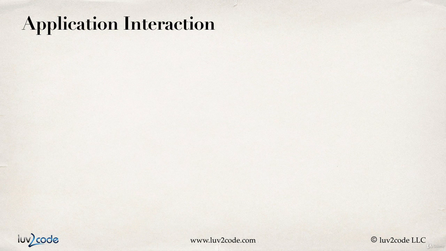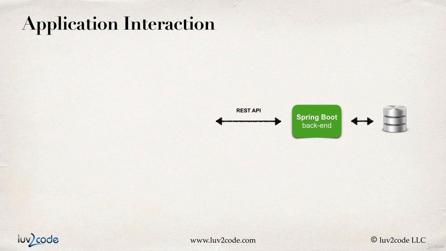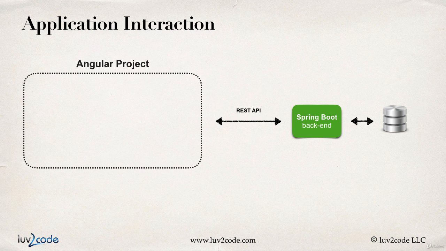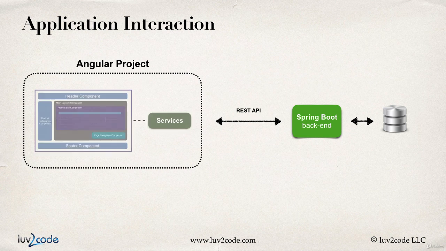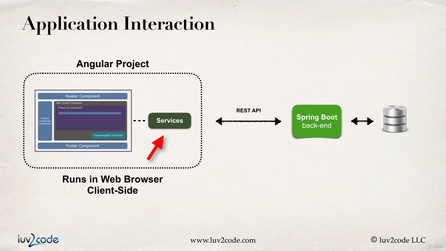And here's a diagram to show you the interaction here. On the back end, we have our Spring Boot back end exposing those REST APIs. Now we're doing the front end code in our Angular project. Our Angular project will have all the GUI components, but it'll also have a service or multiple services. These services, again, are just reusable classes or helper classes that run in the web browser on the client side. And we create these services using TypeScript code.